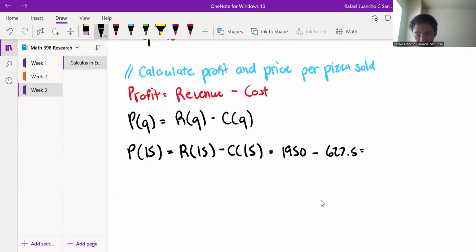Okay, now this makes more sense. 1950 minus 627.5, and I got 1322.5. Yep, so that's my profit after selling 15 pizzas in a night. So here I was able to make more because it's not negative. My profit is not negative. So yeah.